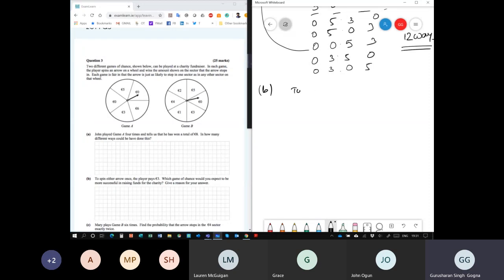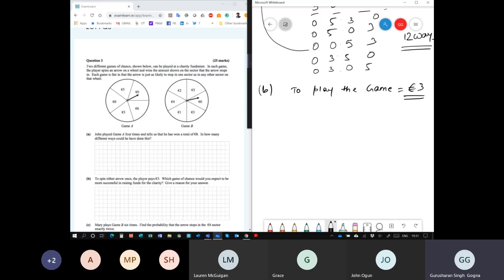Okay, next part of this question: to spin either arrow once, the player pays €3. So to play the game you have to pay €3, which is obvious. This is a charity fundraiser event, isn't it? If people do not pay to play this game, then how will you raise the funds? That's the idea. So they have to pay €3 to play the game. And for example, if somebody got 0, it means you got €3 for the charity, isn't it?